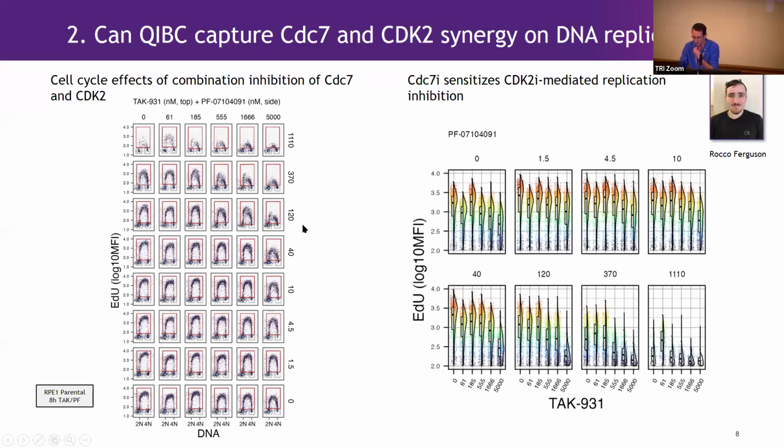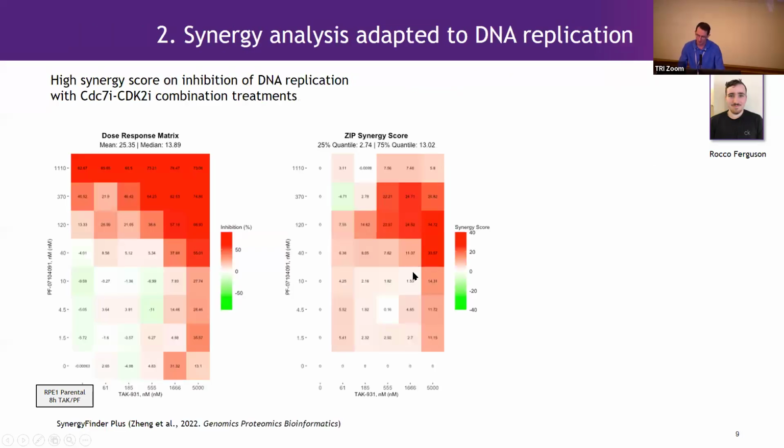And when we measure EdU incorporation, we can really appreciate that at certain levels of CDK2 inhibition, we have a sensitization of these responses with CDC7 inhibition increase. We can adapt these measurements for synergy analysis and really depict the cooperation between these two kinases with this kind of plot. So this is inhibition of EdU incorporation, and this is the synergy score that we usually have. So this is for RPE1 cells.